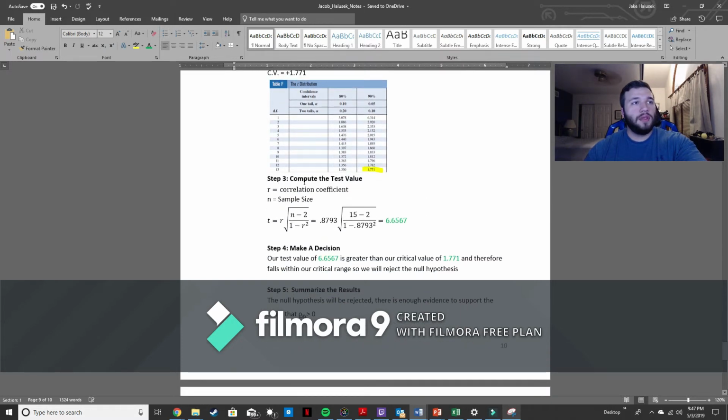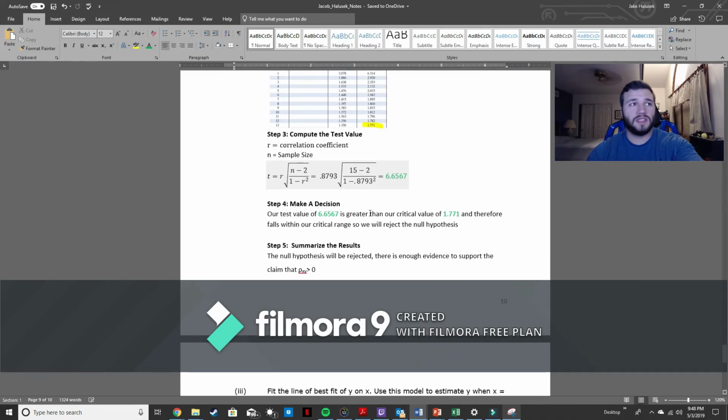Moving on to step 3, we are going to compute our test value. We know r is equal to the correlation coefficient, and n equals our sample size. Our equation is that t is equal to the correlation coefficient times the square root of n minus 2 divided by 1 minus r squared. We take all of our values, plug them in for the variables, solve and simplify, and we are left with 6.6567.